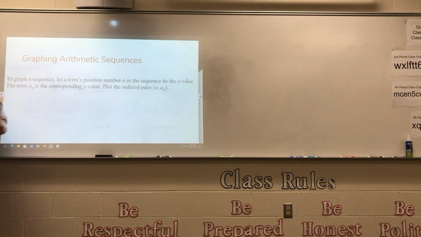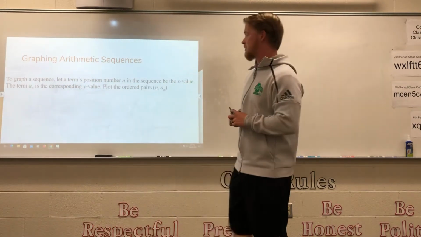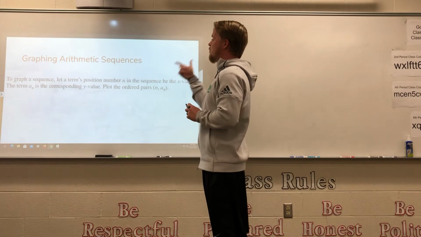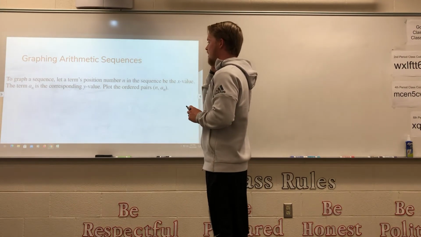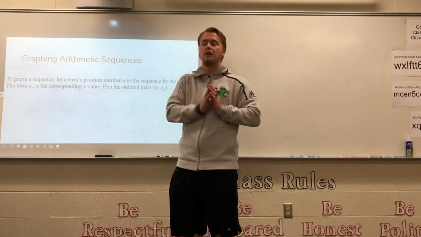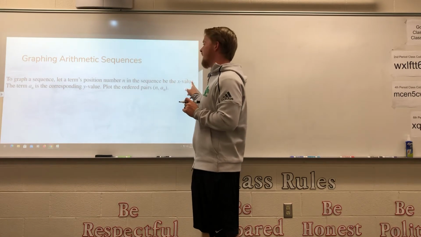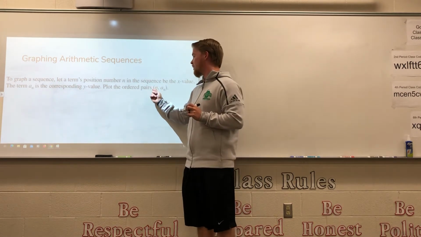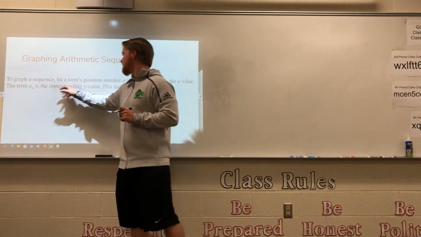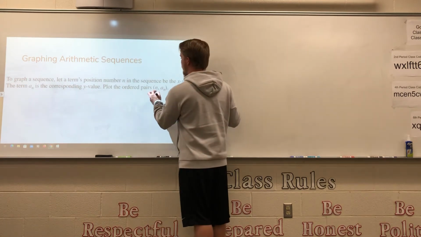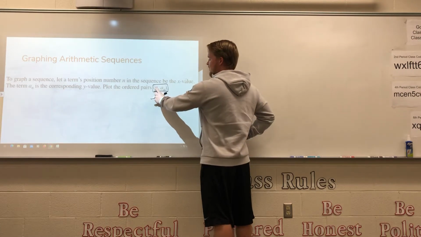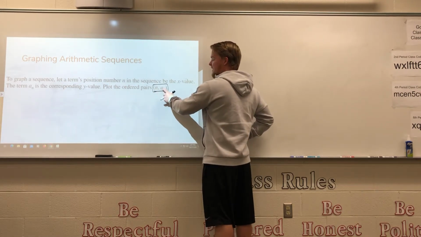They also might ask you to graph arithmetic sequences, which isn't too bad compared to what we've done before. But pay attention to what they want here. It says to graph a sequence, let a term's position number n be the x value. Position number means what term it is in the sequence. So there's a first term, second term, third term. Whatever that term is, that's your x value in that ordered pair. The term itself, a sub n, is the corresponding y value. So this is how you plot these ordered pairs: (n, a_n). What that means is the position is your x, the actual term itself is your y.